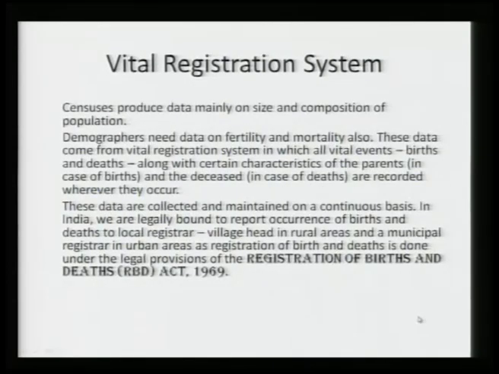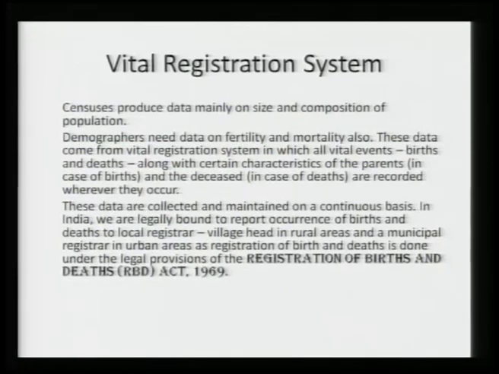Then another source is the vital registration system. Vital registration system maintains data on births and deaths on a continuous basis. Demographers need direct data on fertility and mortality, and the vital registration system is the source of direct data on births and deaths. In it, all vital events, births and deaths, along with certain characteristics of parents in case of birth and disease in case of death, are recorded.